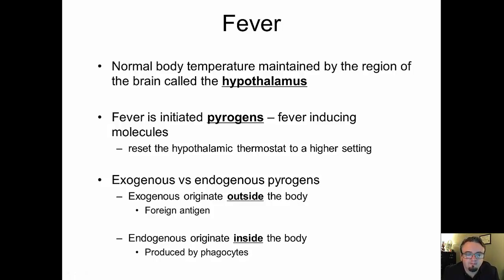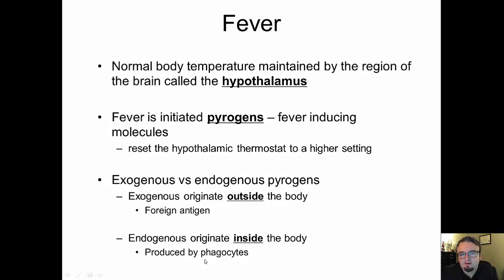So you can really almost think of the hypothalamus in this context as almost like a thermostat on the wall that controls the room temperature. And a pyrogen is basically the equivalent of someone pushing the button and increasing the temperature. And ultimately that causes the body temperature to rise. Now pyrogens can typically be of several different sources. Many of them will occur inside the body. These are called endogenous. They originate inside the body.